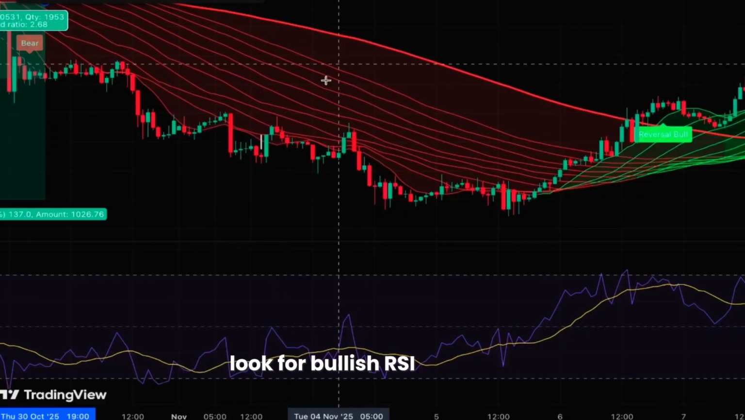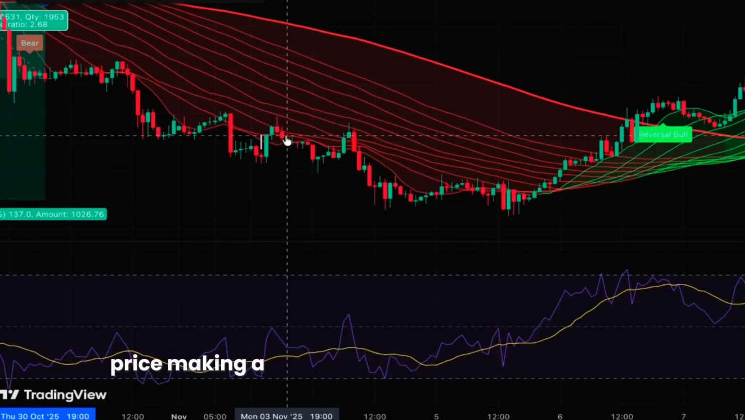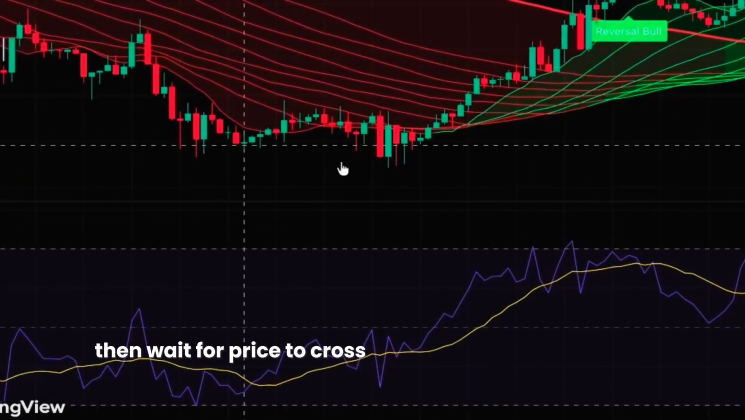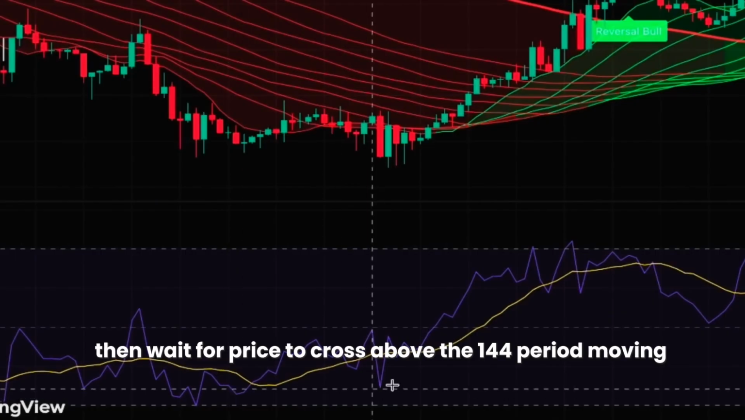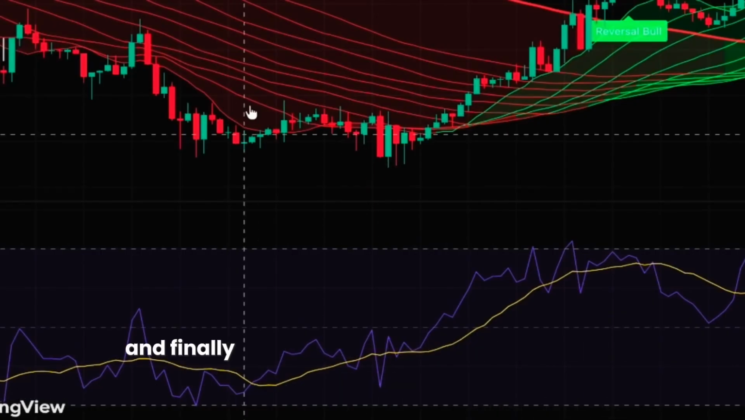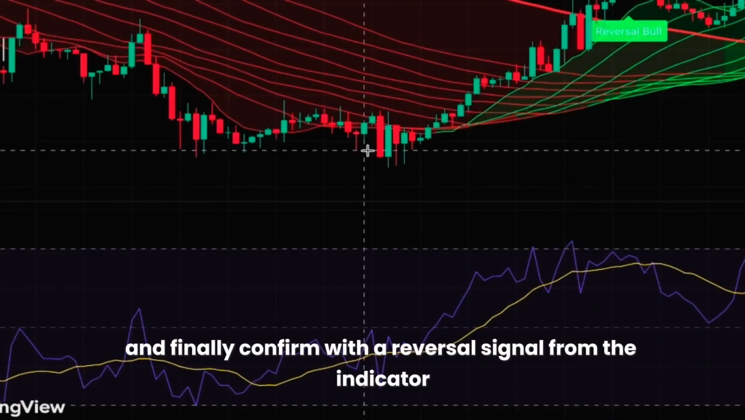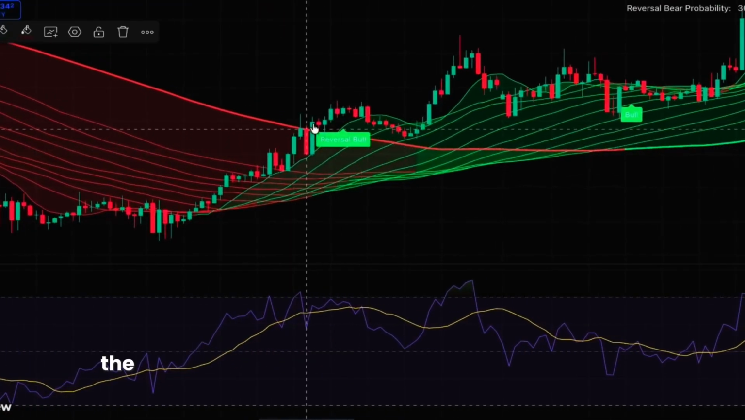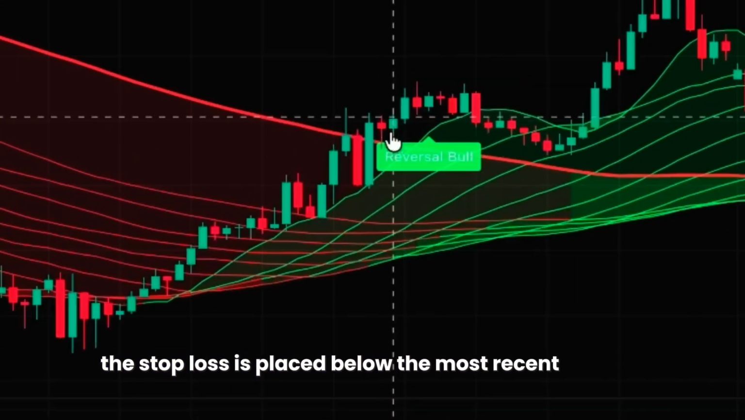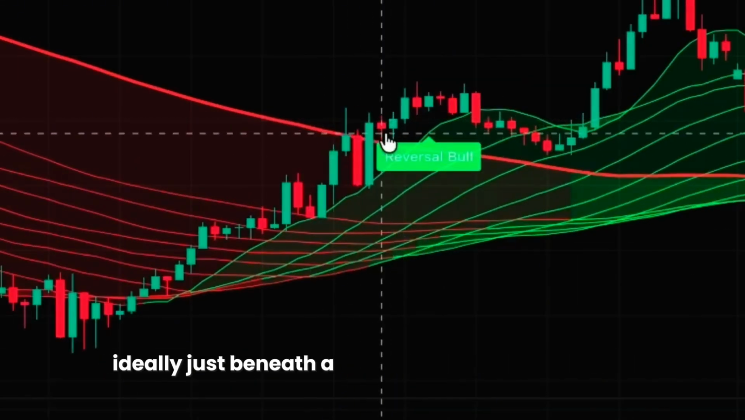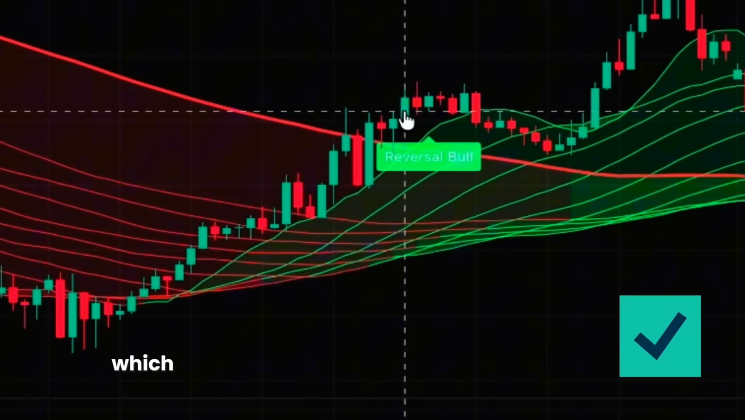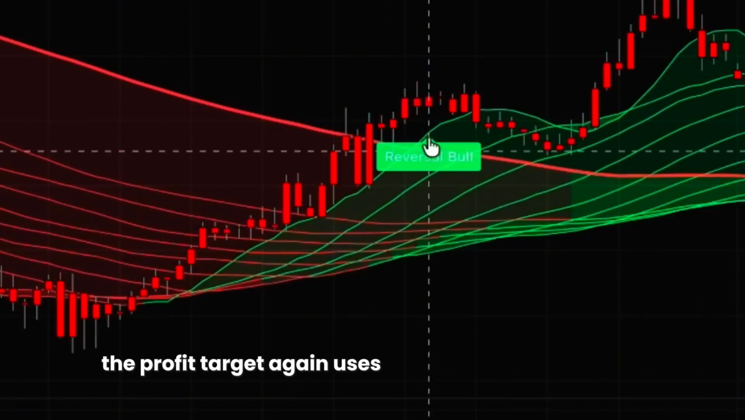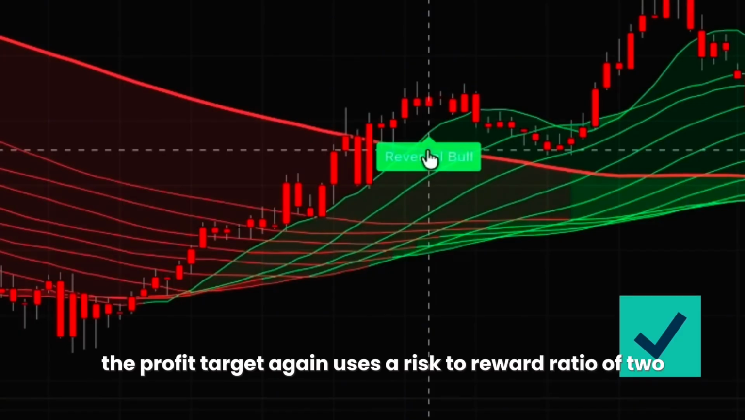Look for bullish RSI divergence, price making a lower low, while RSI forms a higher low. Then wait for price to cross above the 144-period moving average. And finally, confirm with a reversal signal from the indicator. When all three conditions are met, a long entry is taken. The stop loss is placed below the most recent swing low, ideally just beneath a small pause in the price action, which makes it a more logical and tighter placement. The profit target again uses a risk-to-reward ratio of 2.